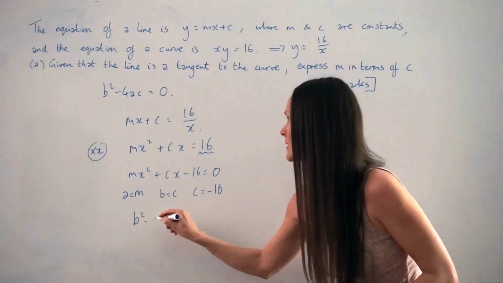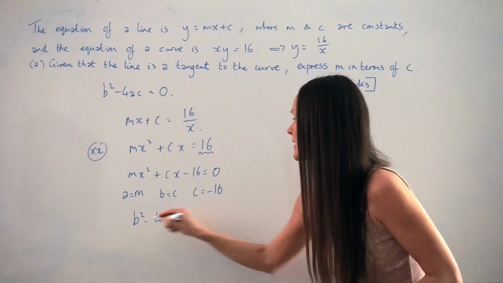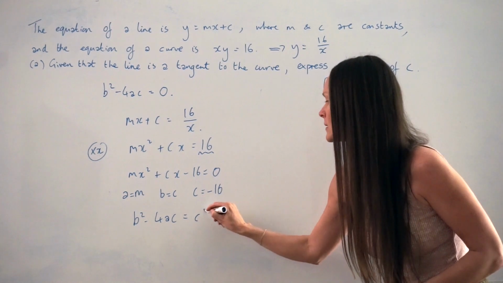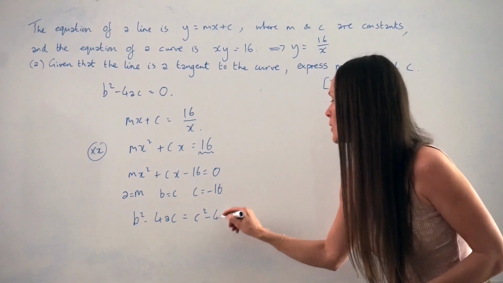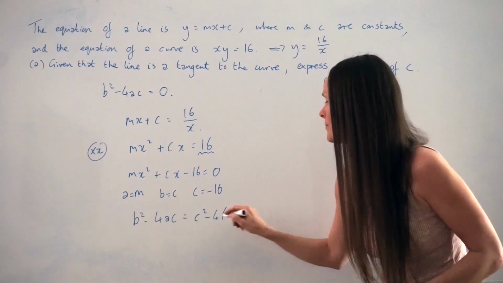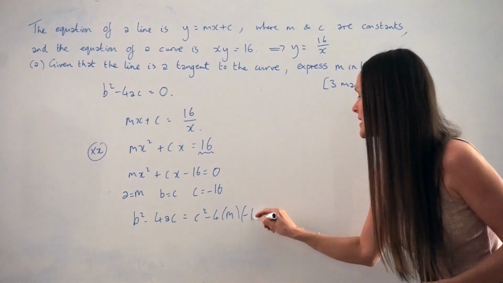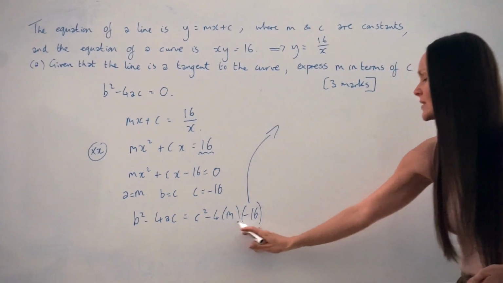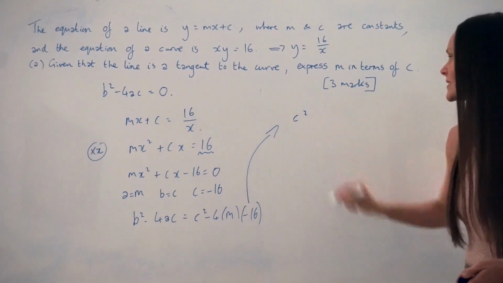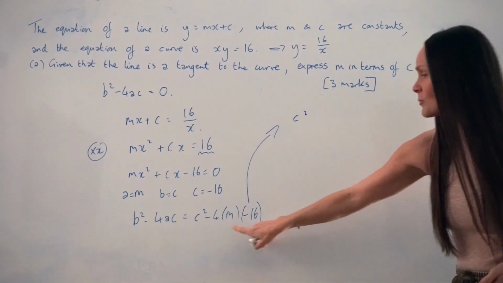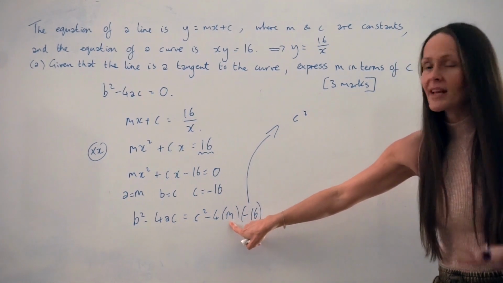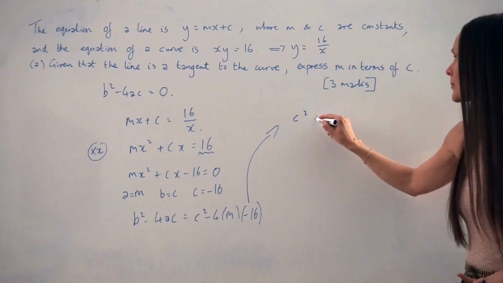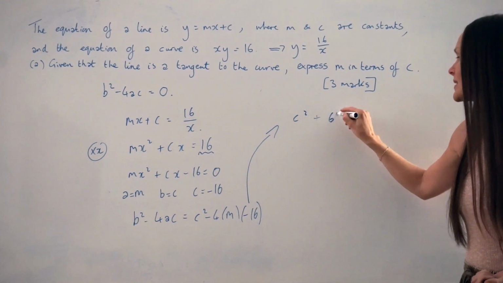So if I replace b, a, and c in this expression, instead of b squared, I'm now going to have c squared. Then I have to minus 4 and multiply by a, which is m, and c, which is negative 16. Okay, so I'm just going to carry on up here and simplify this. So c squared is going to stay the same. Then if I expand these brackets, I have negative 4 times m, which is negative 4m. And if I multiply negative 4m by negative 16, I'm going to get positive 64.